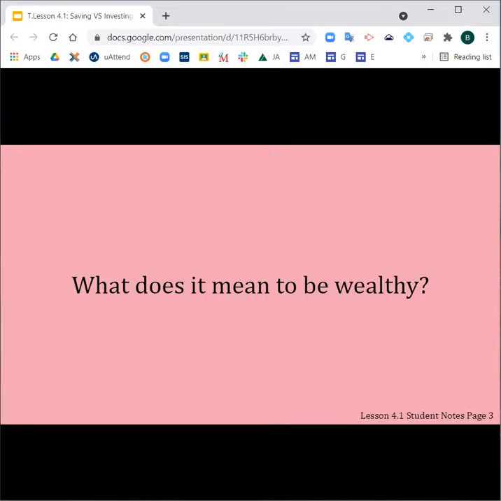and answer this question. What does it mean to be wealthy? During this unit, we're going to be talking a lot about wealth, what that means to you, and how you can build it. So this definition might change over time. For right now, I want you to take a minute and just write down in, I think, 25 words or less, what does it mean to be wealthy? What does that mean to you?